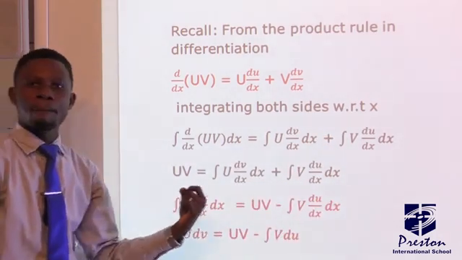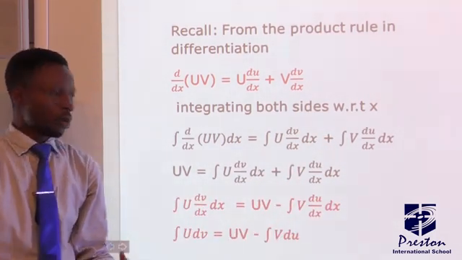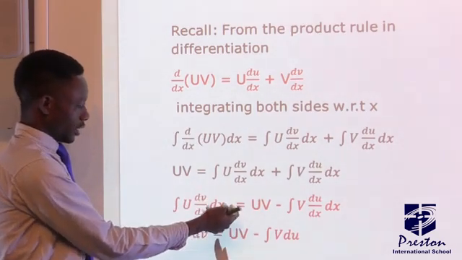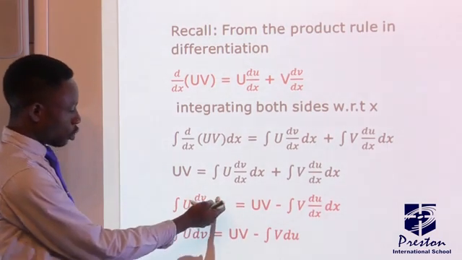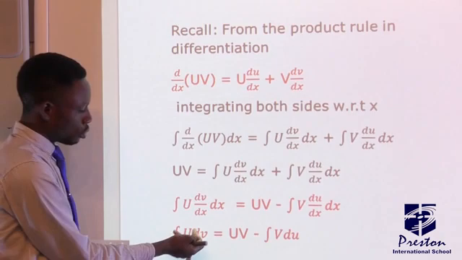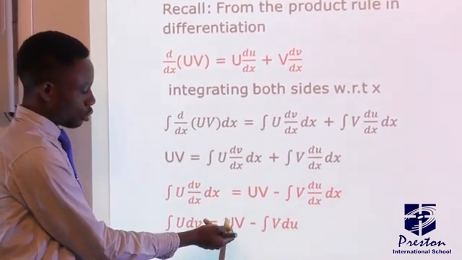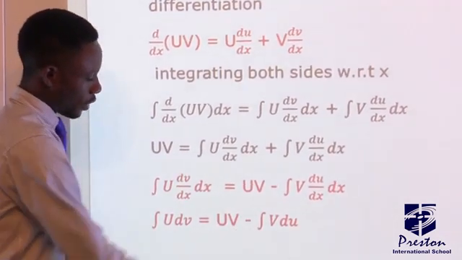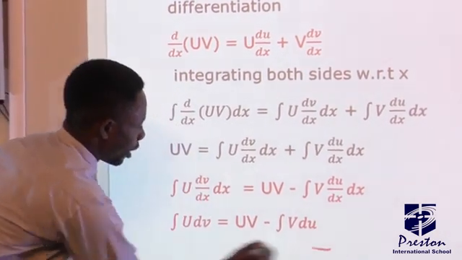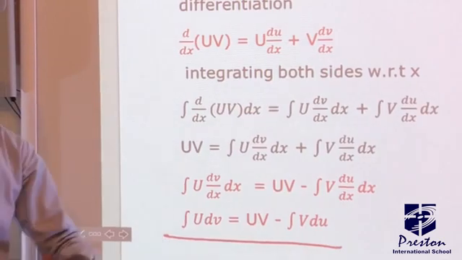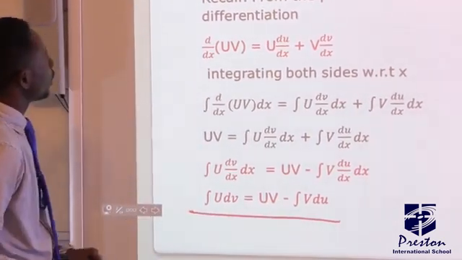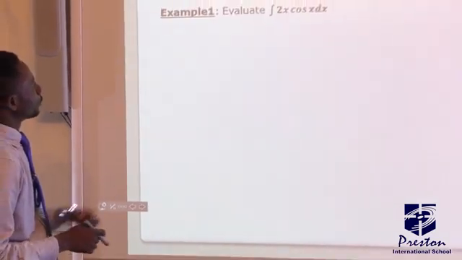From here now, we can make any of these the subject of the formula. In my own case here, I made the integral of u dv/dx the subject of the formula. Of course, when we have this one, it will cancel this. We are left with only the integral of u dv, which is now equal to uv minus the integral of v du. And this is what we call integration by parts. So anytime you want to integrate a given function by parts, you must always remember this. Okay, let's have an example on that.